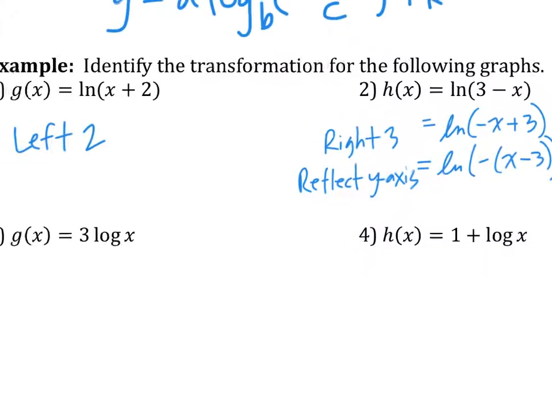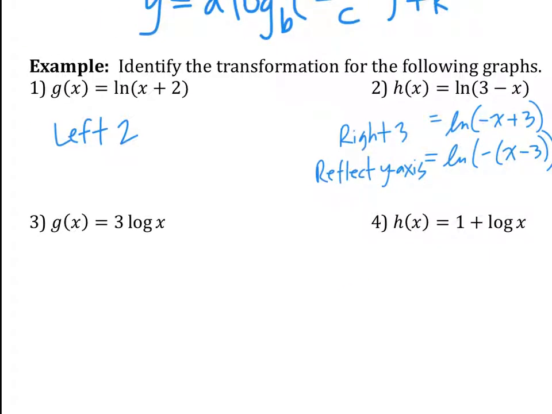All right, the last 2 are so easy. One transformation only. All right, number 3, Alana, what is the transformation? Yes, good. And then last one, Trey. Up 1. Yes.